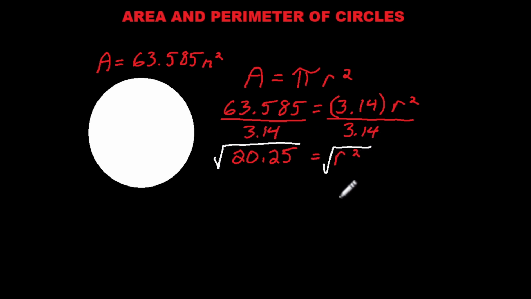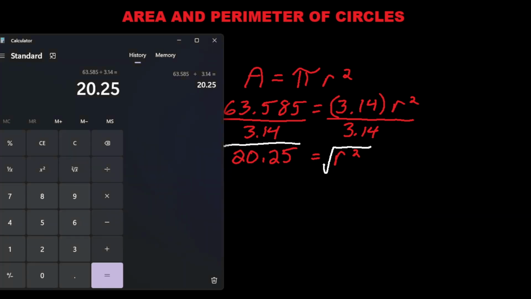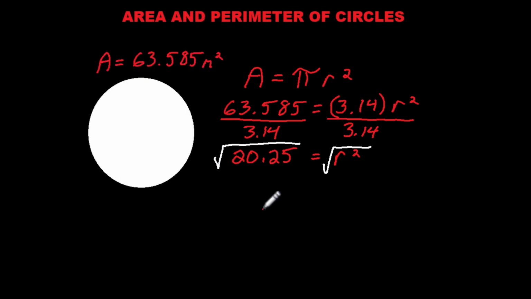Since that's already on my calculator, I can just push the square root button, which is this one, and it tells me that the square root of 20.25 is 4.5. So 4.5 meters, which is the unit we used, is equal to the radius. So we're done.